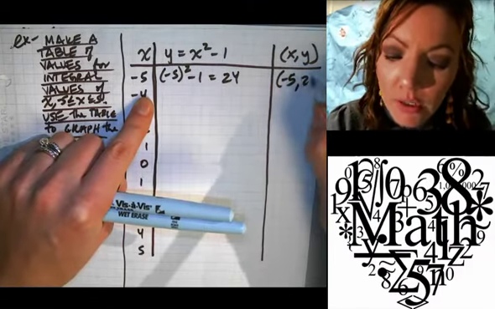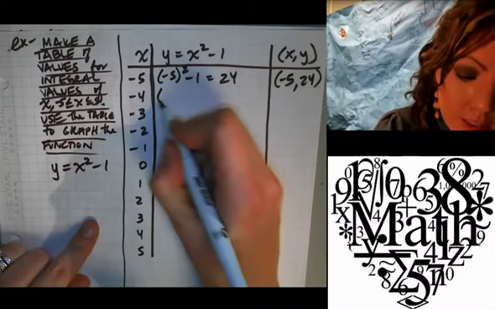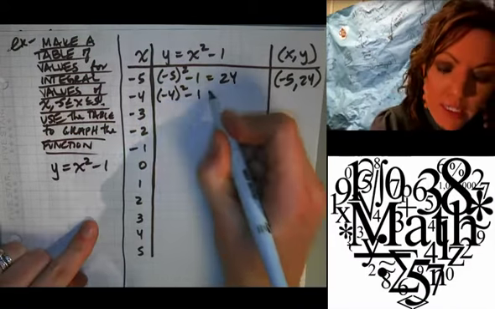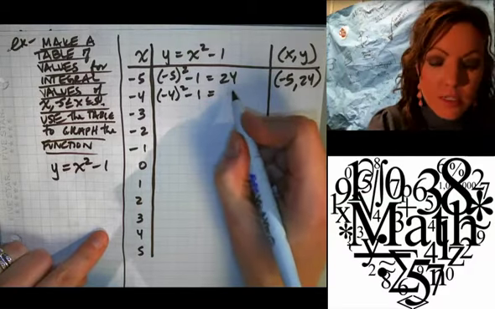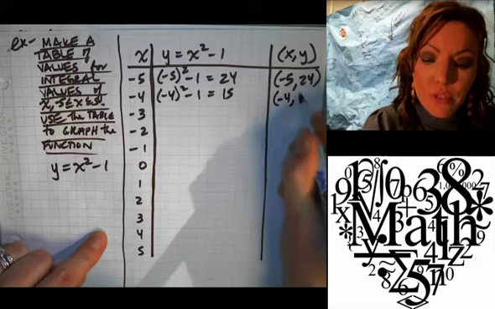Okay, somebody do the next one for me. Chaz. -4. -4 squared is? And 16 minus 1 is? 15. So the coordinate is? -4, 15. Cool, everybody give it up for Chaz.